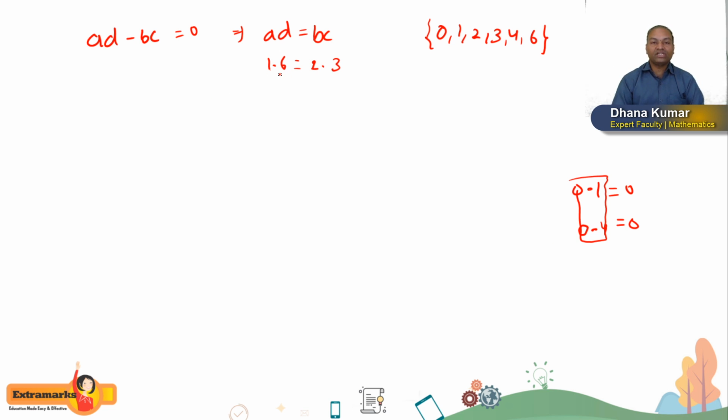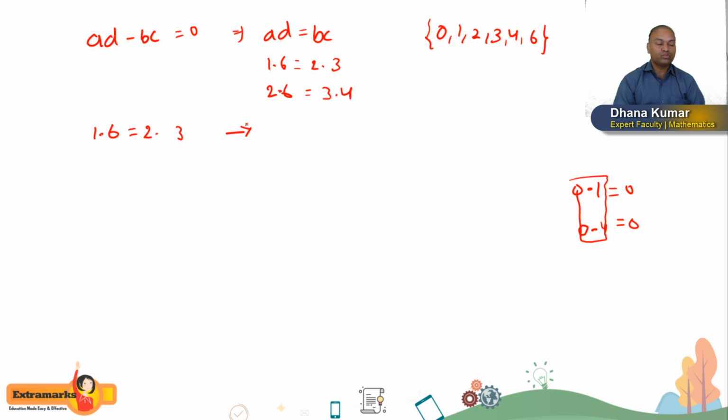1 into 6 is equal to 2 into 3. Next, is there any other possibility? Just can you observe that one? Any other possibility? Can you guess? Right, 2 into 6, 2 sixes are 12, and 3 fours are 12. Satisfies. Apart from these two, with different denominations, is there any other possibility? No, that's all.